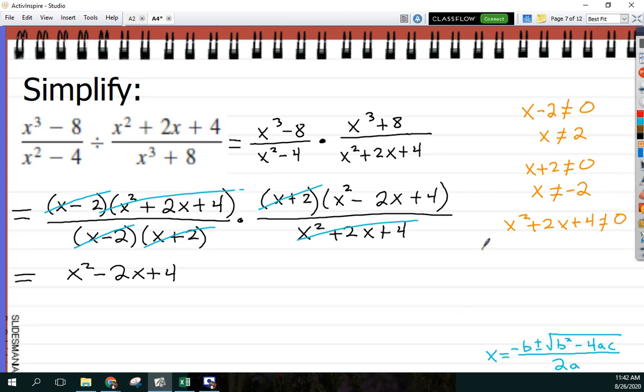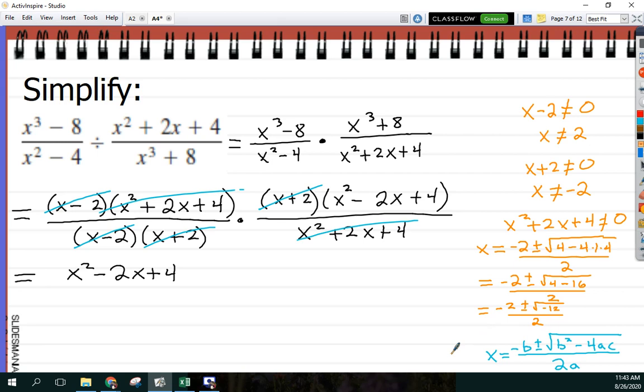All right, so using that formula, I get x equals negative b, which is a negative 2, plus or minus the square root of b squared, which gives us 4, minus 4 times a, which is 1, times c, which is 4, all divided by 2 times 1, which is just 2. So I get negative 2 plus or minus the square root of 4 minus 16, divided by 2, which gives me negative 2 plus or minus the square root of negative 12, divided by 2.